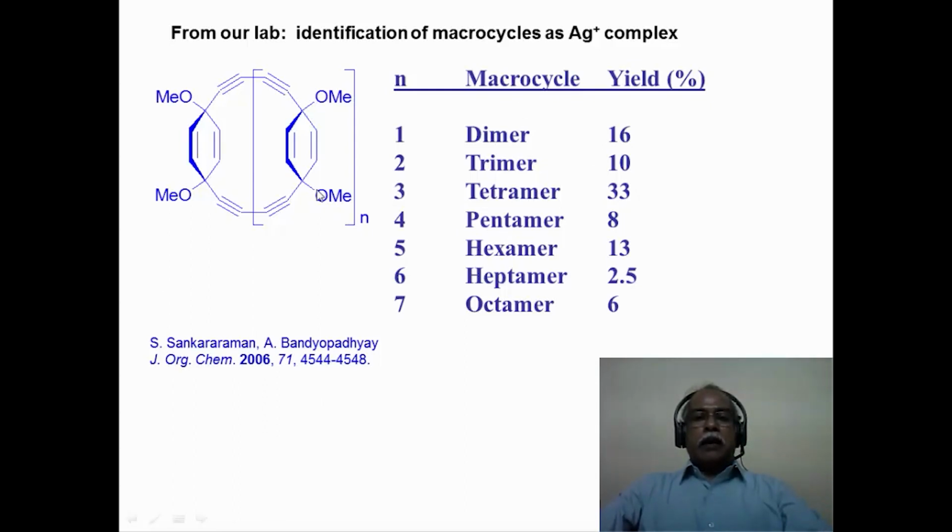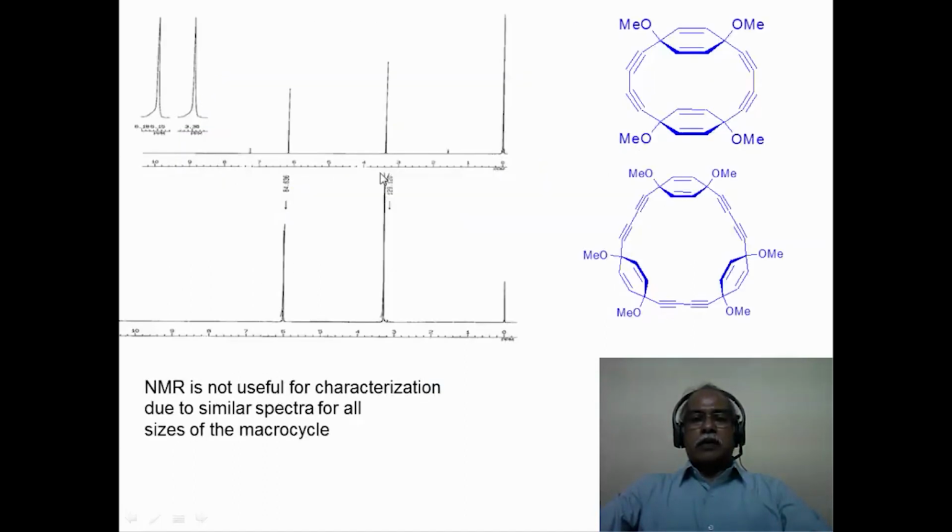Some time back we made a lot of macrocycles of this type. Depending upon the value of n, you can have a dimer, trimer, all the way up to the octamer, and these are the yields of this system. One of the problems with the characterization of this class of compounds is that the proton NMR spectrum is essentially useless because of the highly symmetrical nature of these molecules. The cyclohexadiene protons give only one single line in the proton NMR spectrum, and the methoxy also gives one single line.